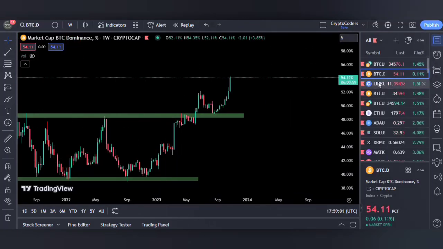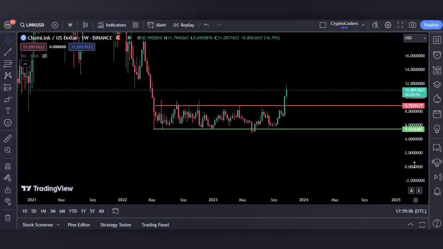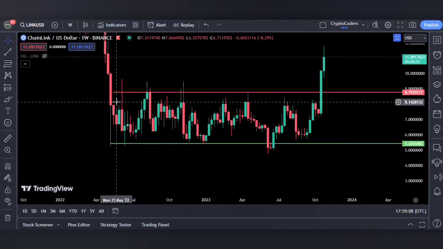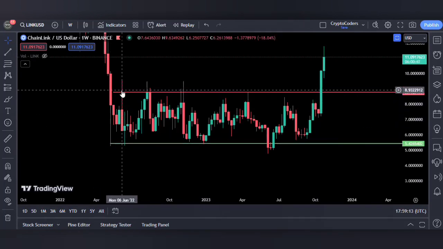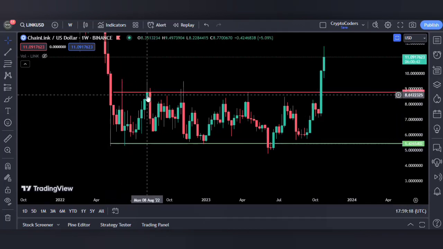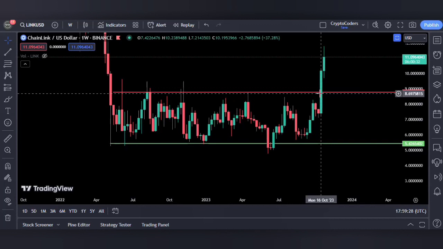Let's move on to Chainlink. We saw a reaction from down here and from up here. Support, resistance. Support confirmed, resistance confirmed. Now you just sell here, buy here, sell here, buy here, and sell here. And that is how you make profit in trading, just by using support and resistance.